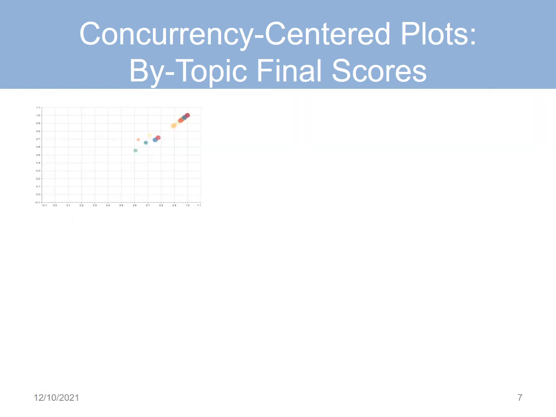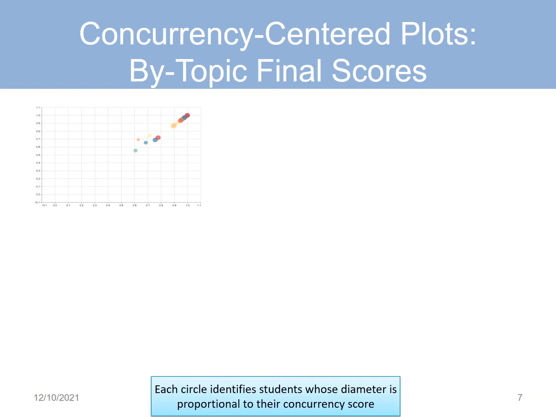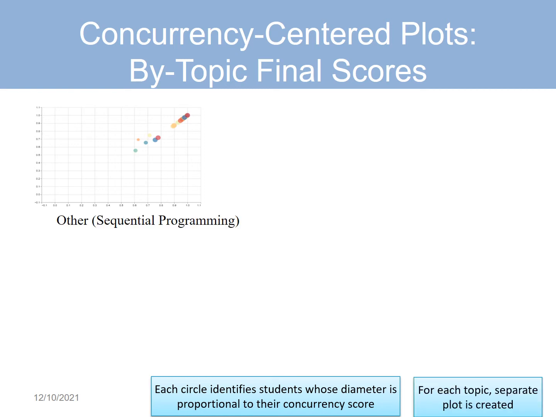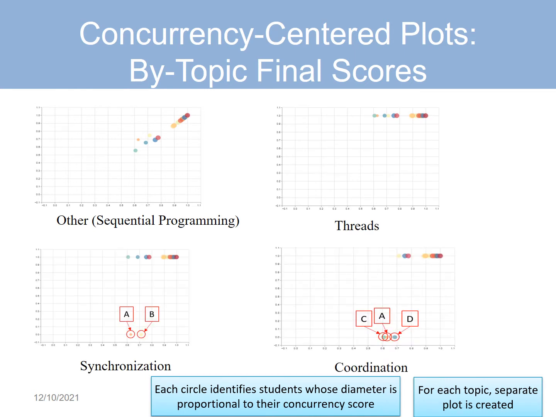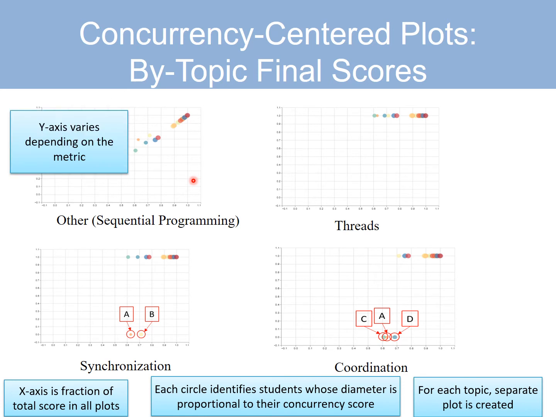Here is an example of such a visualization. Each circle here represents a separate student, and its size is proportional to their concurrency score. For each topic, we create a separate visualization. So we have 4 topics of interest here. The x-axis is always a fraction of the total score of the student. So the more right you go, the higher the total score of the student. What is plotted on the y-axis depends on the metric of interest. And here the metric is the topic score.